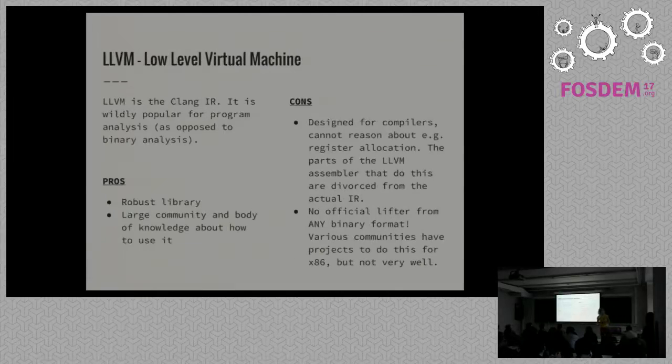So then there's LLVM. This is a pretty serious contender. It's the Clang IR. It is wildly popular for program analysis. We've started getting program analysis experts coming into our angr Slack and spouting Haskell at us. I'm like, all right, I sort of know what a monad is. Anyway, LLVM is very robust, it's very established, it's very good, and there's a large community and body of knowledge about how to use it for certain analysis tasks, like various optimization tasks. And symbolic execution with LLVM is 200 lines of C++.